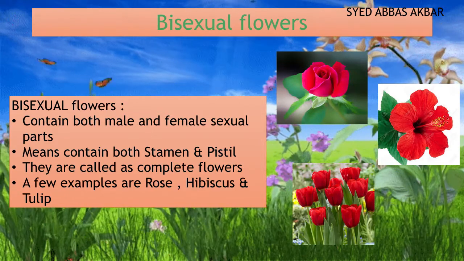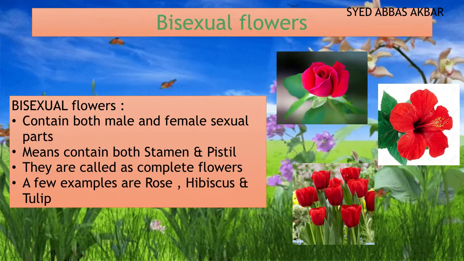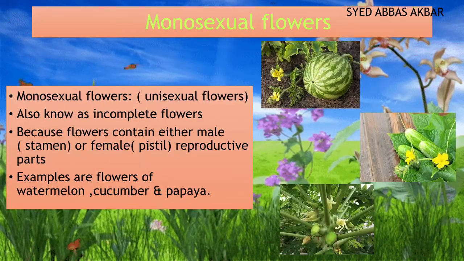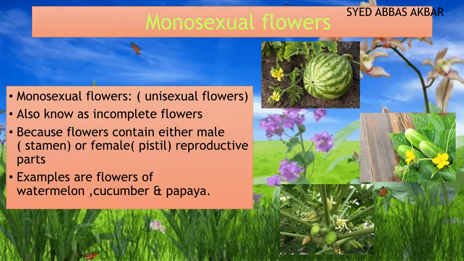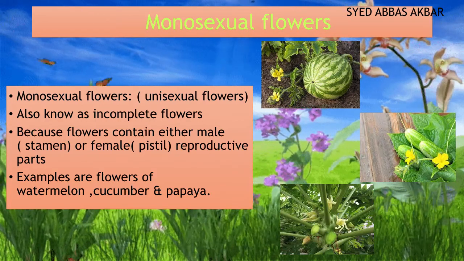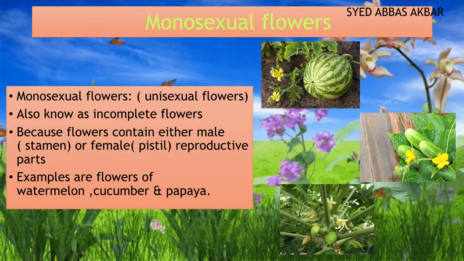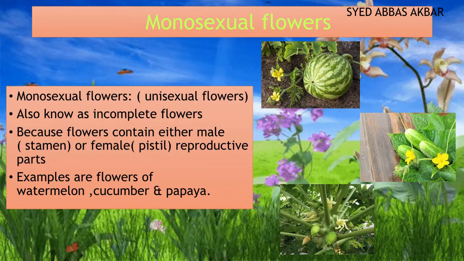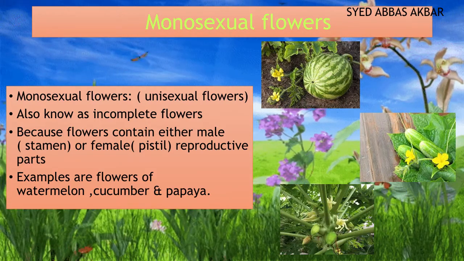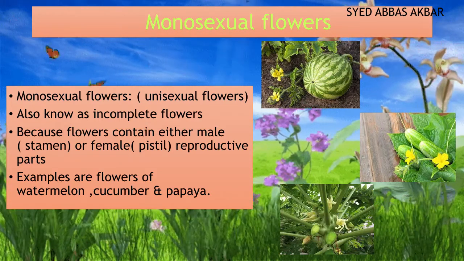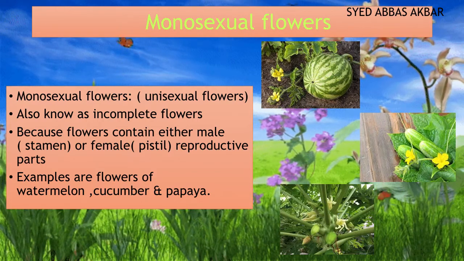A few examples are rose, hibiscus and tulip. Monosexual flowers or unisexual flowers are also known as incomplete flowers because they contain either the male stamen or the female pistil reproductive part. Examples of monosexual flowers are watermelon, cucumber and papaya.